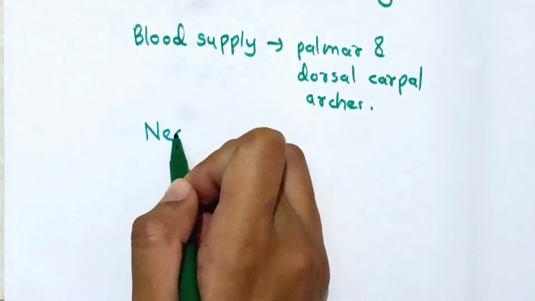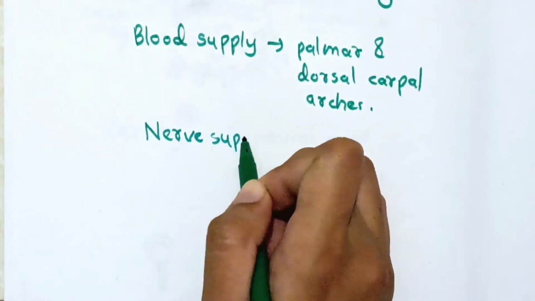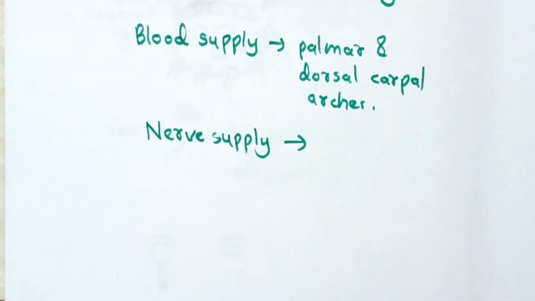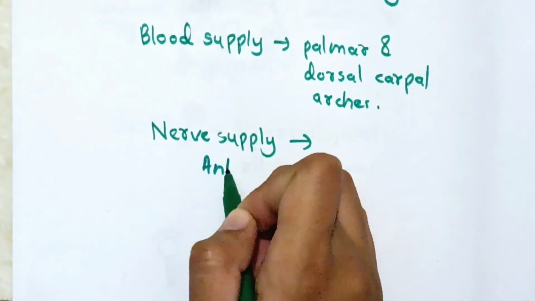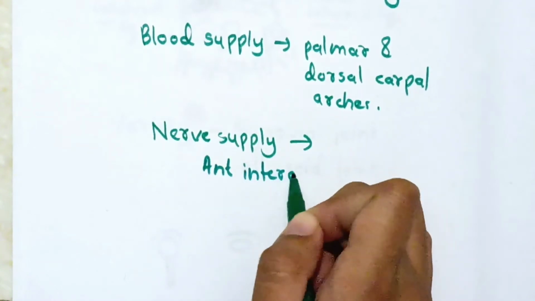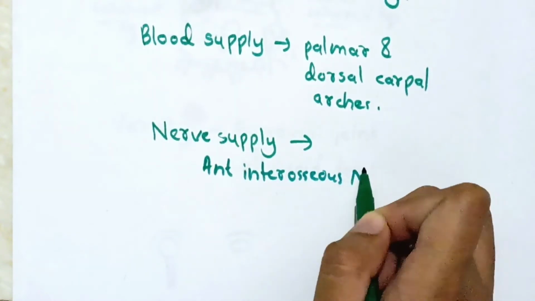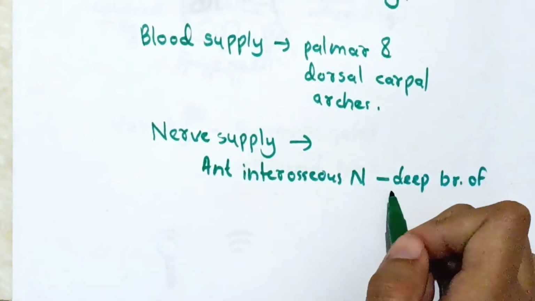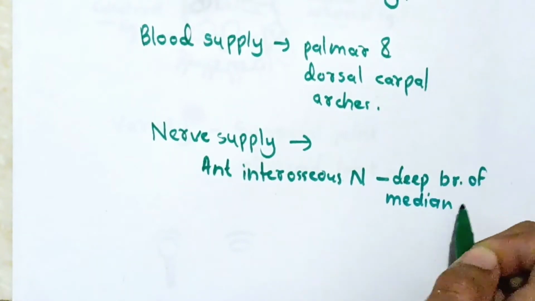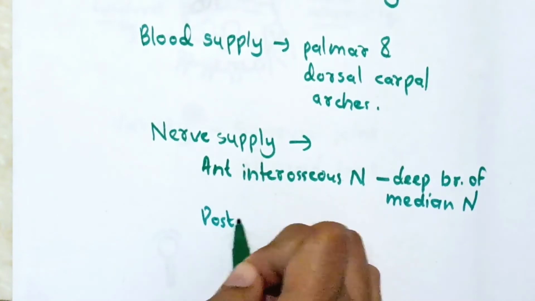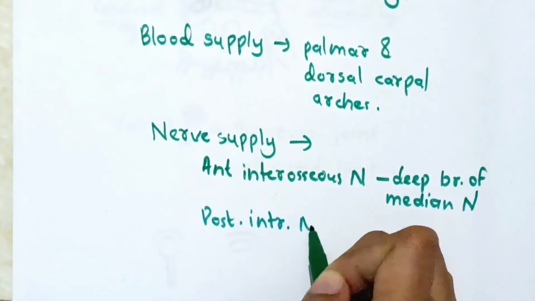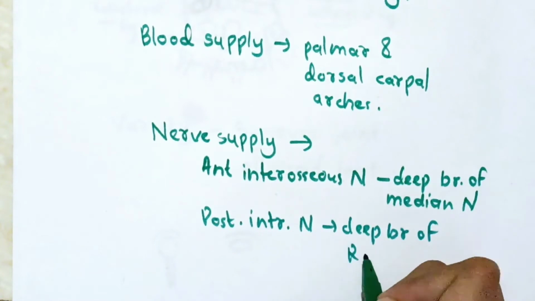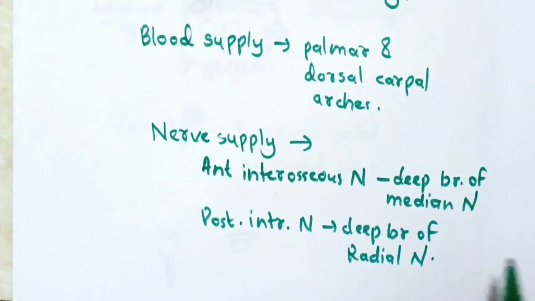Now for the nerve supply, so we have deep branches of, so for the nerves we have anterior interosseous nerve, which is the deep branch of median nerve, and posterior interosseous nerve, which is the deep branch of radial nerve. So this is the nerve supply.